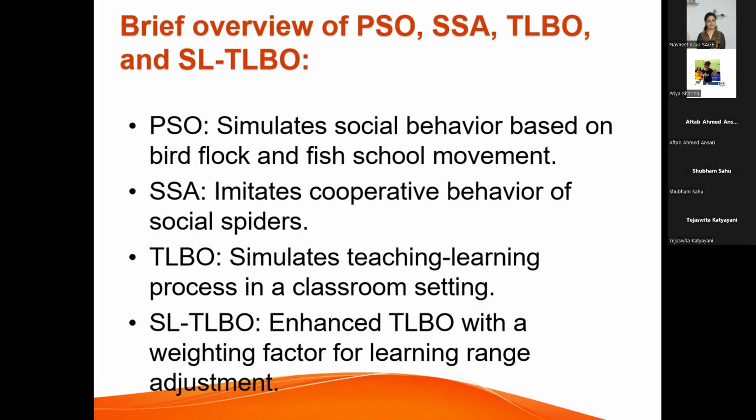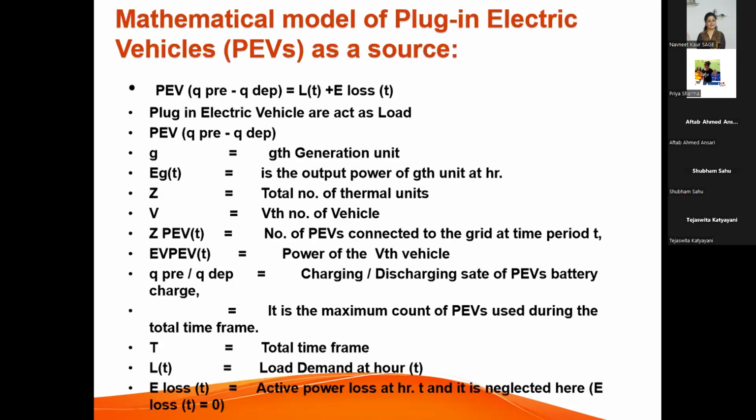The second technology is the social spider algorithm. In the social spider algorithm, we consider the nature of the spider, how they communicate with each other with the vibration they share, and how they optimize the local best point and global best point. So with the help of these two technologies, we will get the global best solution. Similarly, in the teaching based learning method, in the classroom, we will gather the best optimization position for the thermal unit optimization.